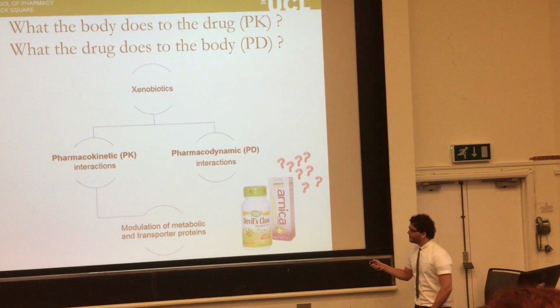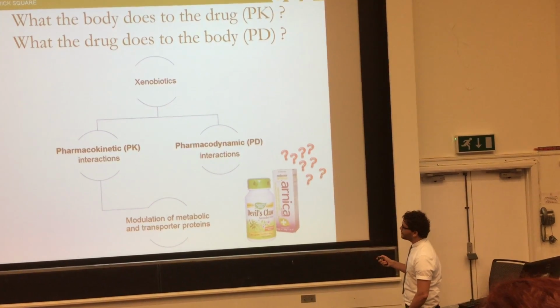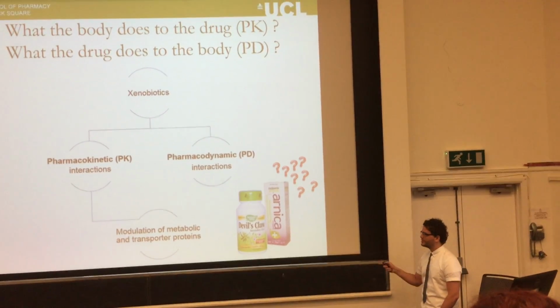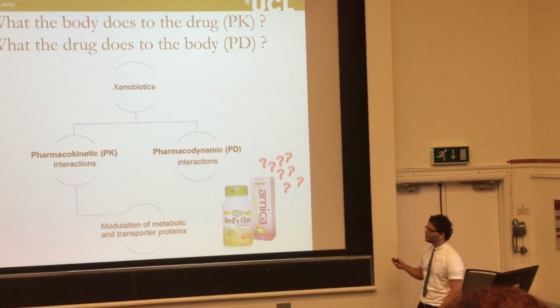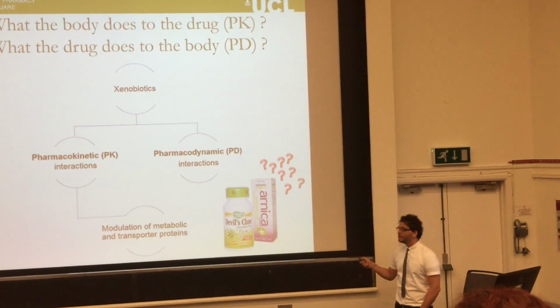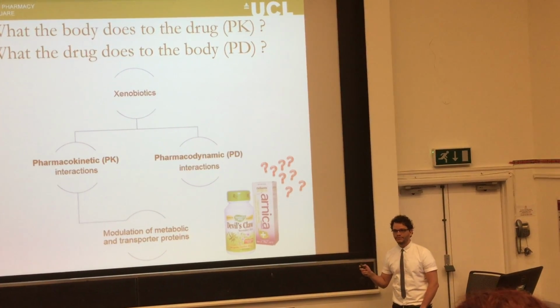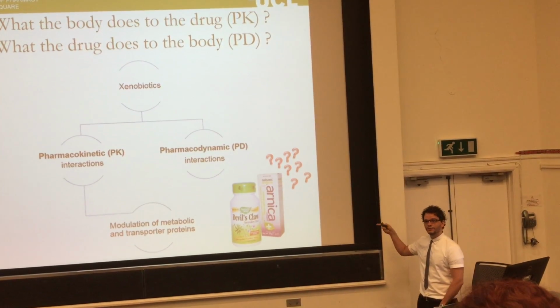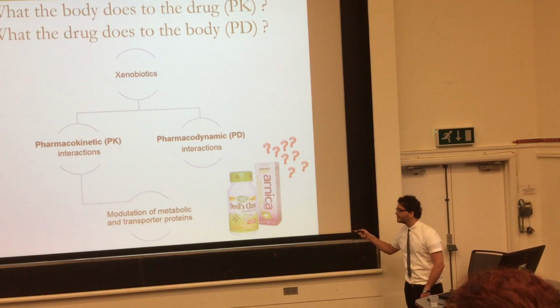So xenobiotics are known to cause pharmacodynamic interactions and pharmacokinetic interactions. And those pharmacokinetic interactions are caused by the modulation of metabolic and transporter proteins. But we wanted to know if herbal medicines were also able to cause this kind of pharmacokinetic effects.